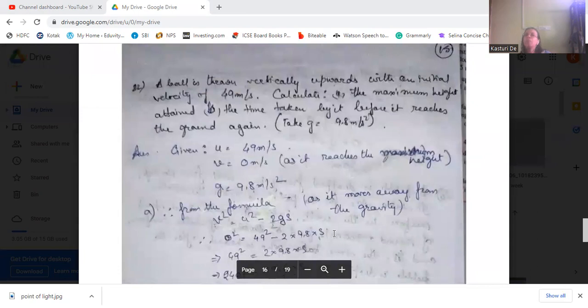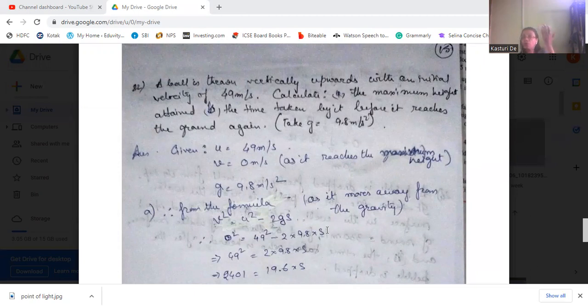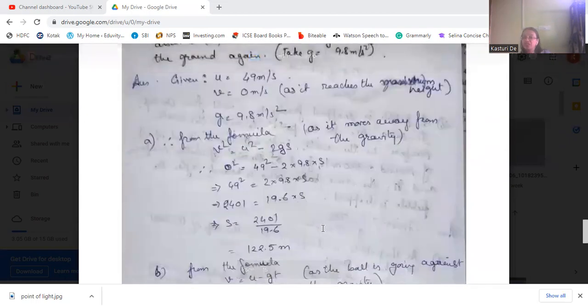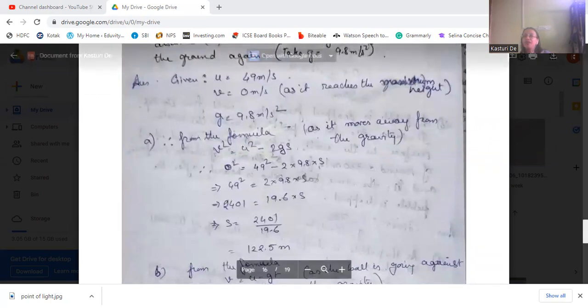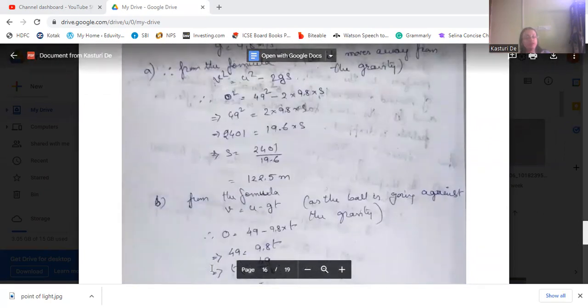Next, a ball is thrown vertically upwards with an initial velocity of 49 meters per second. Calculate the maximum height attained, and the time taken by it before it reaches the ground again. So initial velocity when it is thrown from ground is 49 meters per second, but when it reaches the maximum height, it will be 0 meters per second. Now from the formula, v square is equal to u square minus 2gs or 2gh, s is equal to 122.5 meters.